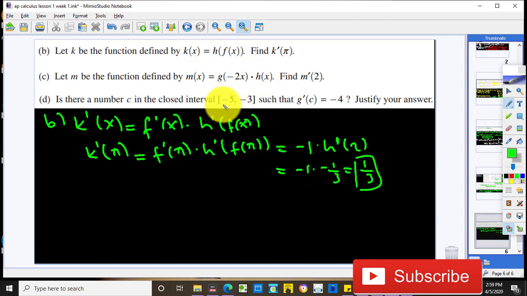So that's part B. Part C, again, we're given another function defined to be the product of g of 2x times h of x, and we need to evaluate this function when x equals 2.